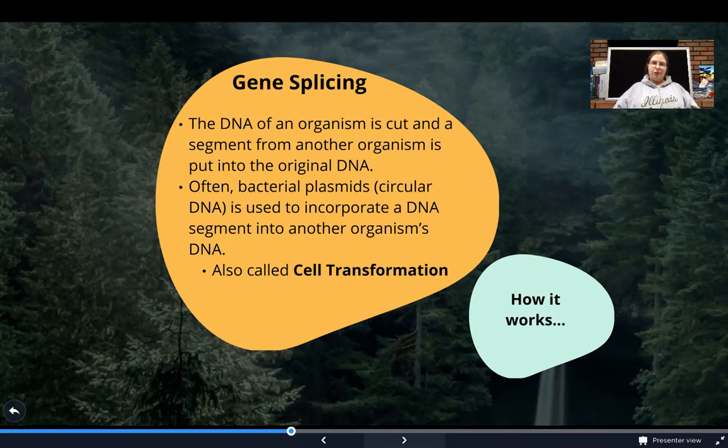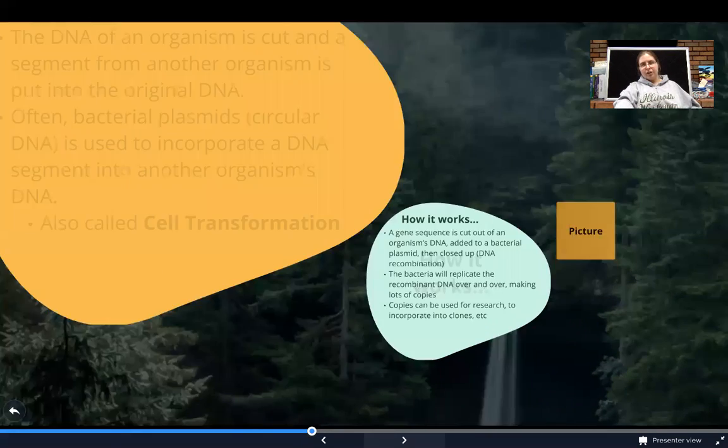Oftentimes we'll use these things called bacterial plasmids. Another reason why we do this is because it's circular DNA. It's easy for us to work with. And we use that to incorporate the DNA segment into the full DNA that we want. I'll show you what that looks like in a moment. We do also call this cell transformation because since we're adding new information, it could transform the organism to the point where it now has new traits. Let's talk about what that is.